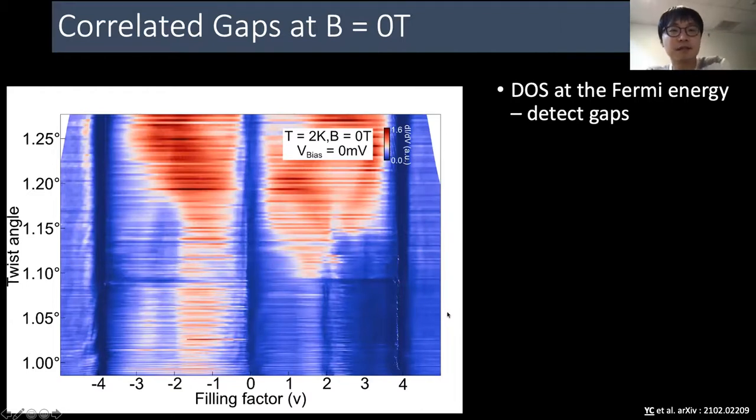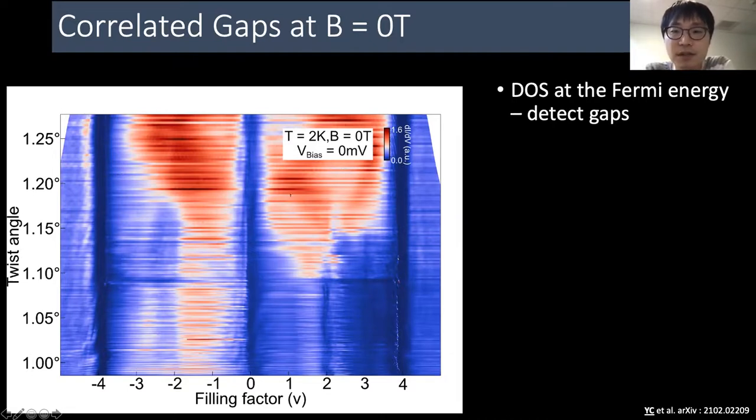And it's not just at finite magnetic field. We can infer that the density of state increase due to the band flattening is also responsible for the correlated gaps at zero magnetic field. We measure density of state at the Fermi energy, which detects gaps as dark regions, and we vary the twist angle. Nu equals 0 and ±4 nicely shows low density of state due to the band gaps and Dirac points.